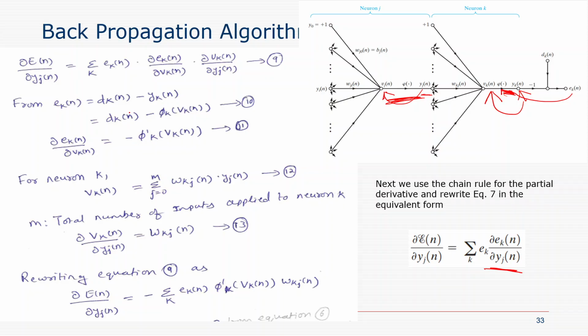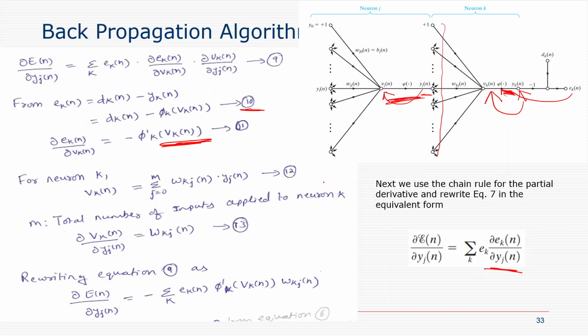And now when we differentiate this 10th equation with respect to Vk, we'll get minus phi dash k of Vk of n. And now for the neuron k, when we take this Vk of n, it is a summation coming from all these terms. Therefore, j is equal to 0 to m, and then wkj of n and yj of n, where m is the total number of inputs applied to the neuron k.